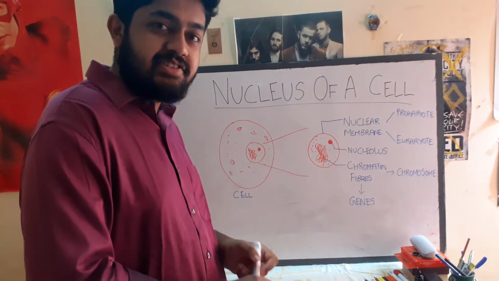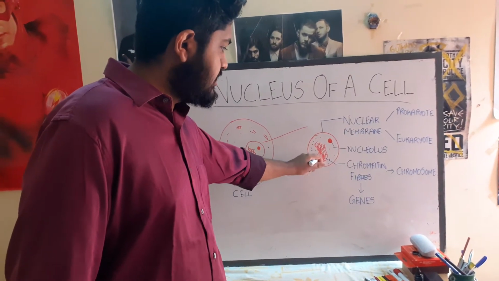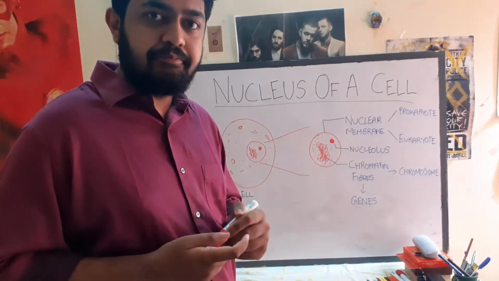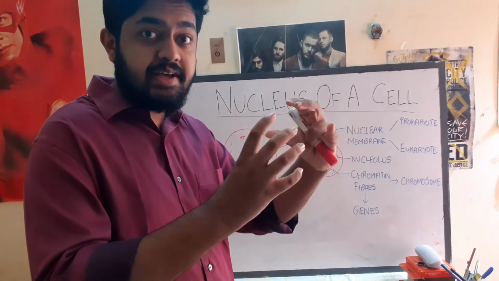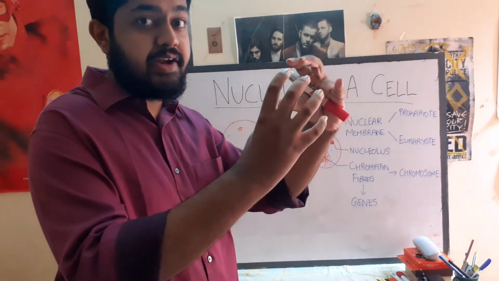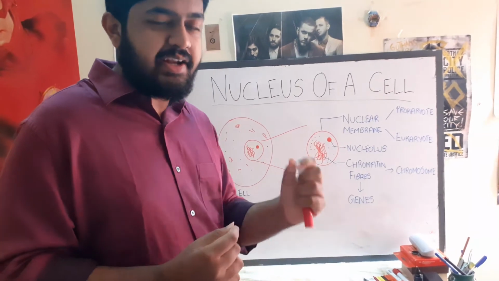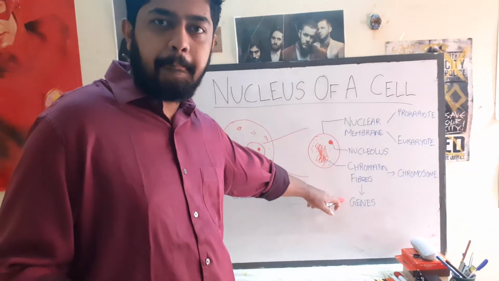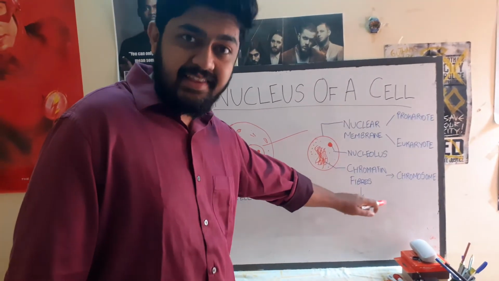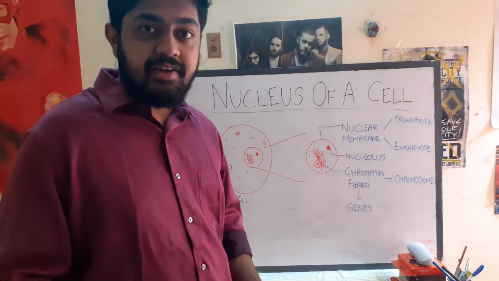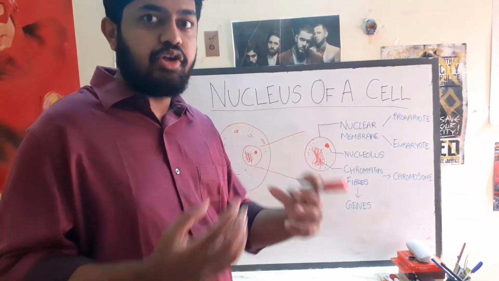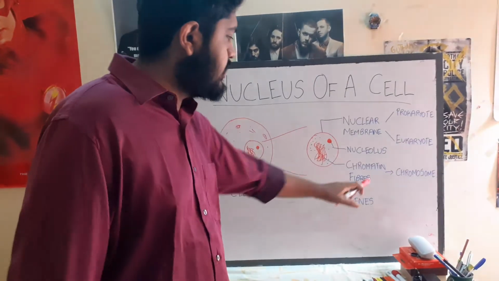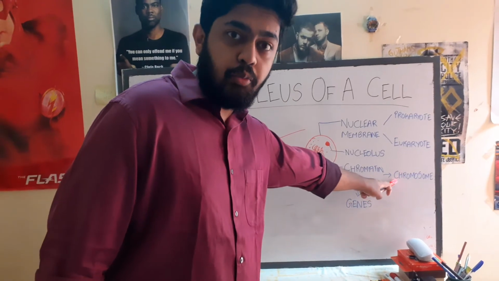Coming into these thread-like structures, you see these thread-like structures? These are chromatin fibers. Now what are chromatin fibers? When the cell has to transfer its characteristics from the parent cell to the offspring cell, it needs information, right? All of you have heard the word genes and DNA. Now these fibers contain these genes and contain DNA so that it gives information from the parents to the offspring when reproduction happens. When reproduction is happening, chromatin fibers are converted to chromosomes.